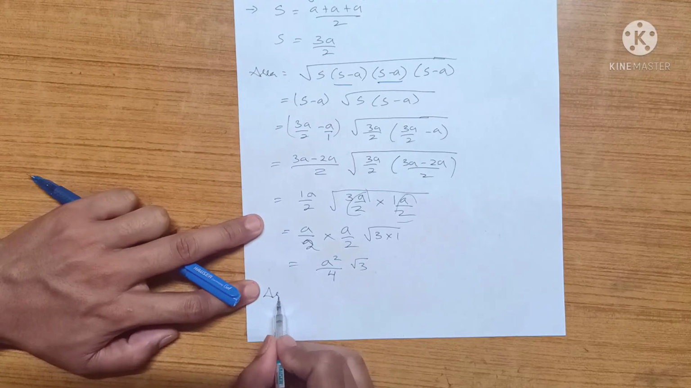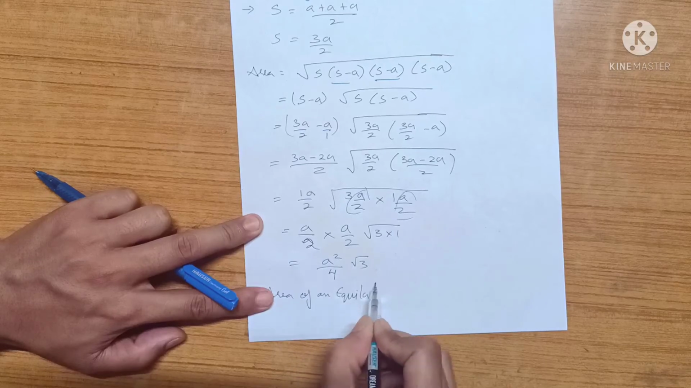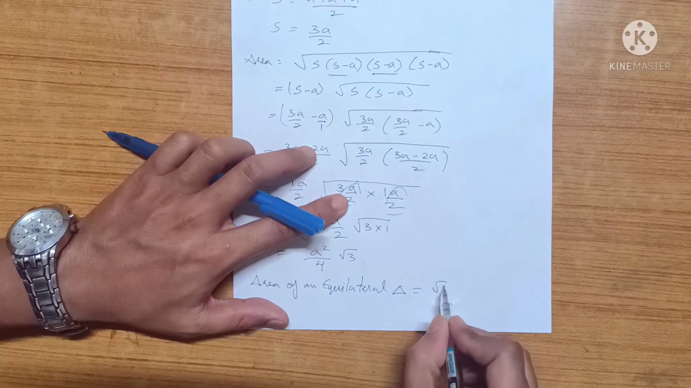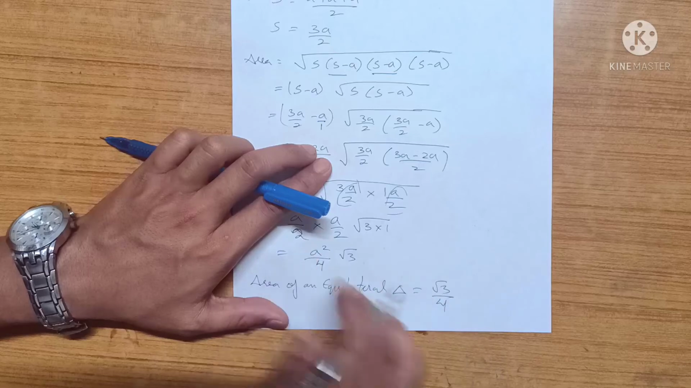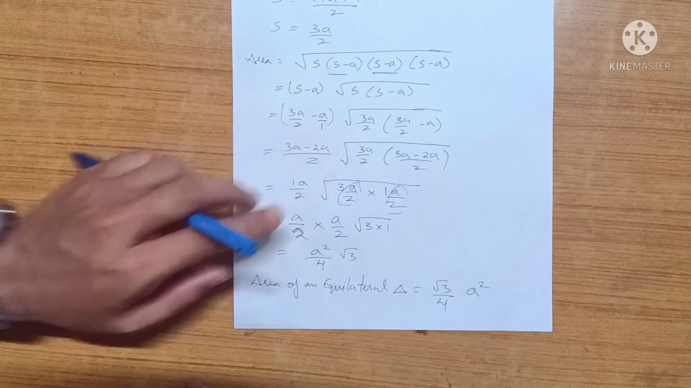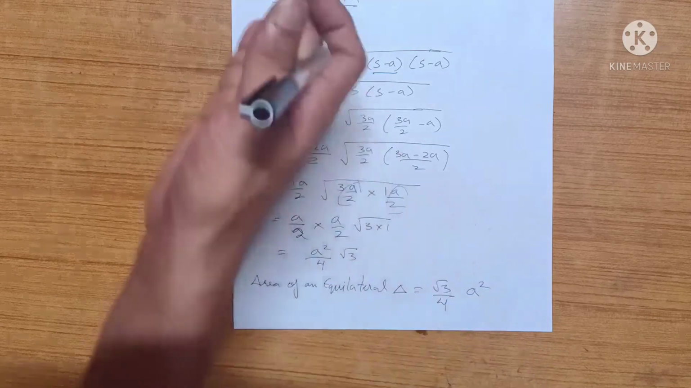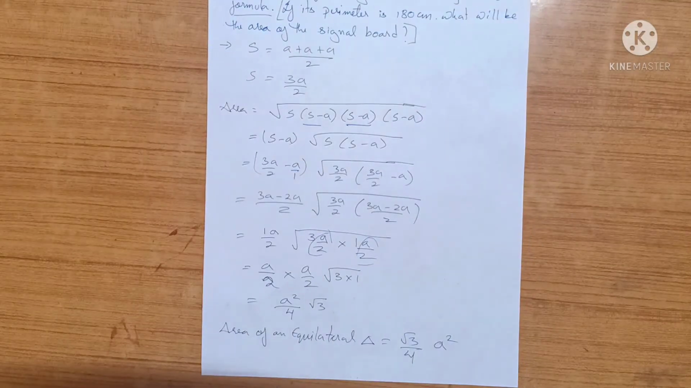So the area of an equilateral triangle, I think I've given this in the starting of the class also, is equal to root 3 by 4 a square, where a is the unknown side. So that is literally the formula for an equilateral triangle, and this is the formula we derived using Heron's formula. Okay, so this is the derivation of the area of an equilateral triangle using Heron's formula.